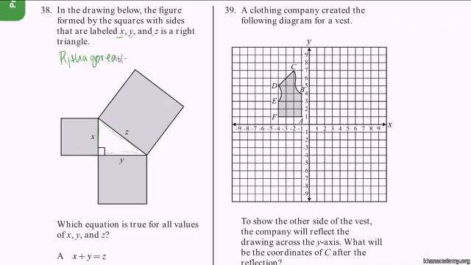The Pythagorean theorem. And that just tells us that if we have a right triangle, the sum of the squares of the two smaller sides, so x squared plus y squared, is going to be equal to the square of the longest side, or the side that's opposite the right angle, which we also call the hypotenuse. So that's equal to z squared. That's what the Pythagorean theorem tells us.